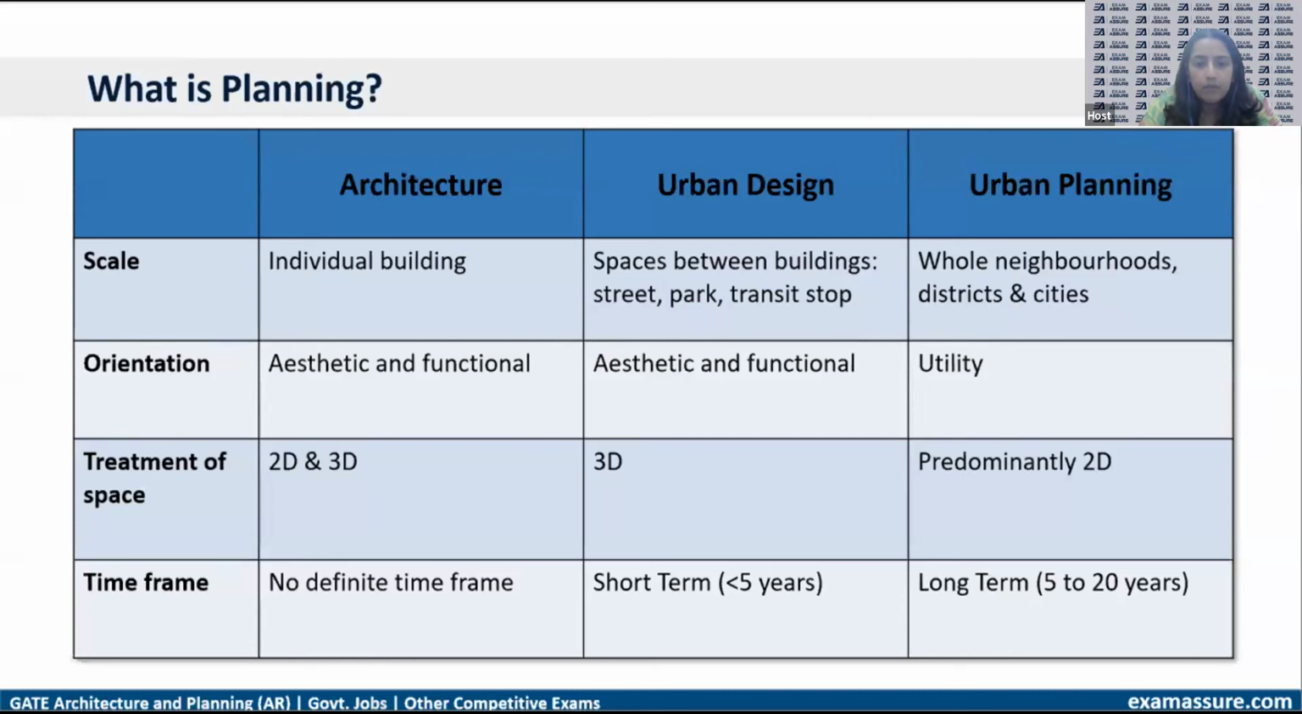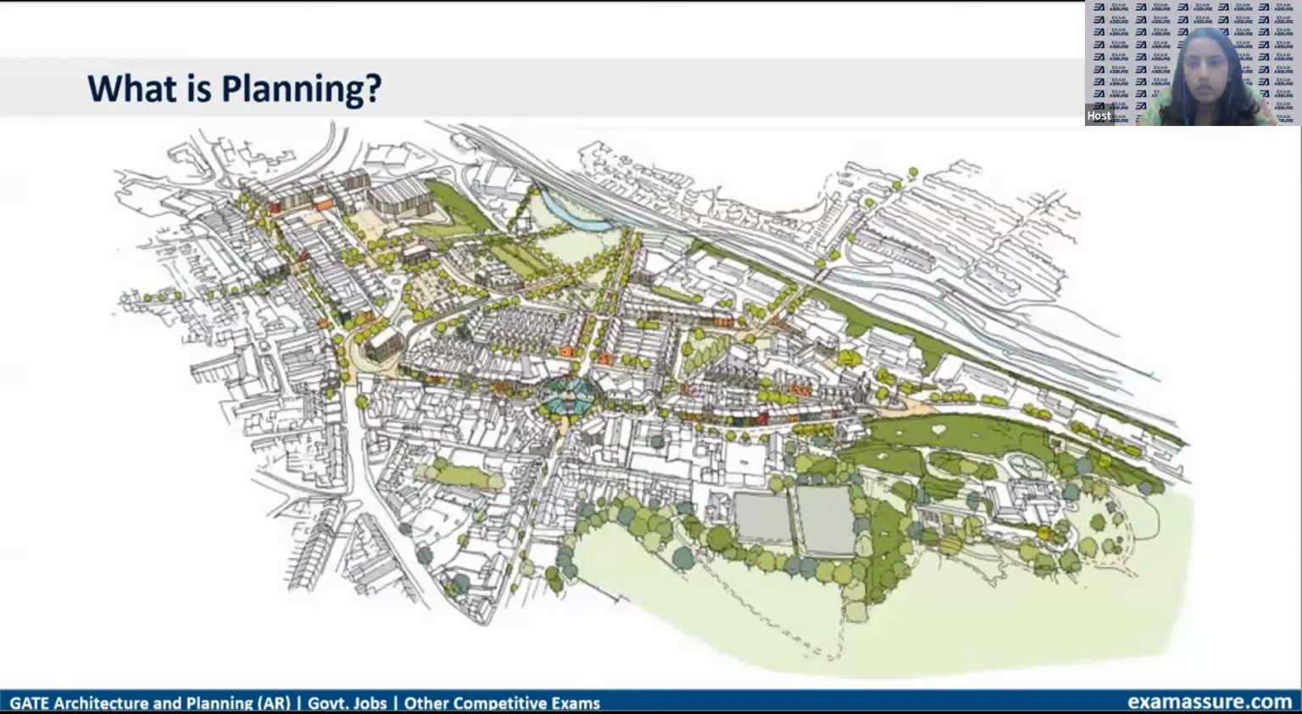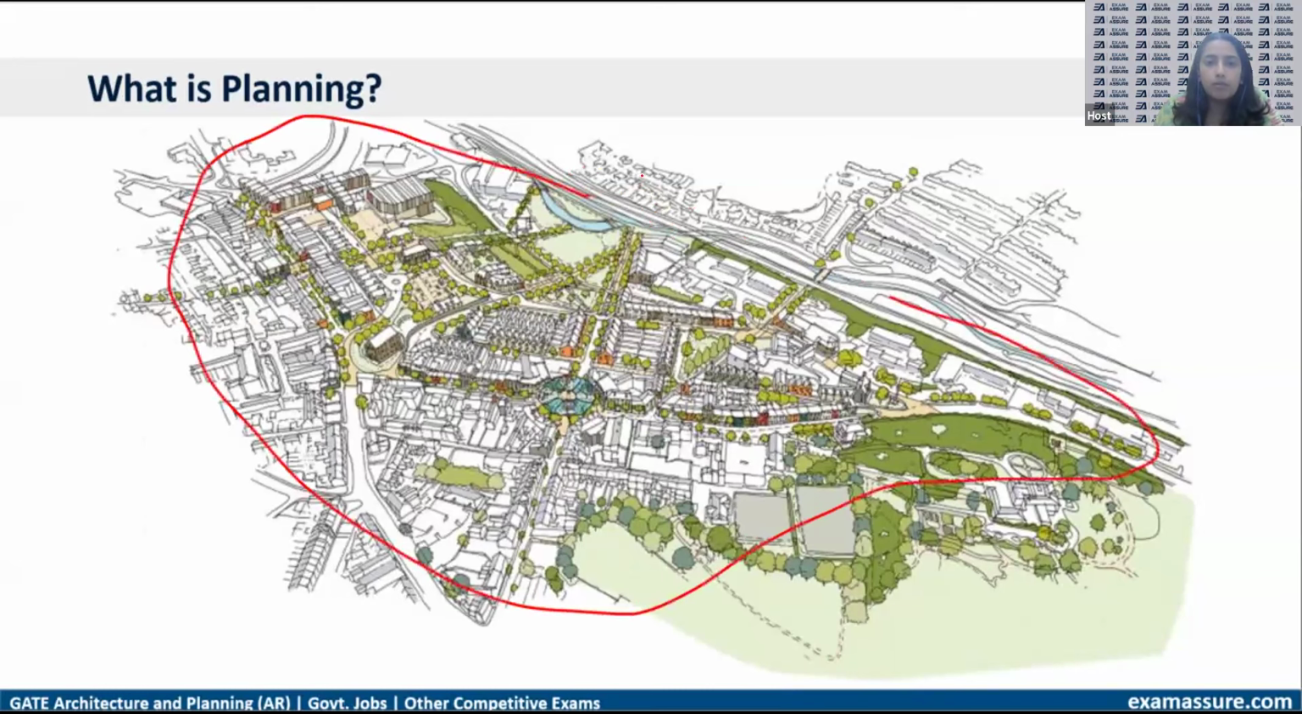So for example, if you look at this image here, let us assume this is a town that exists. Now, what is going to be the role of an urban planner versus an urban designer versus an architect? As far as a planner is concerned, the planner has to work on this entire town, dealing with the infrastructure, the services, the open spaces, the land use zoning. So that is going to be the role of a planner working at the larger scale.